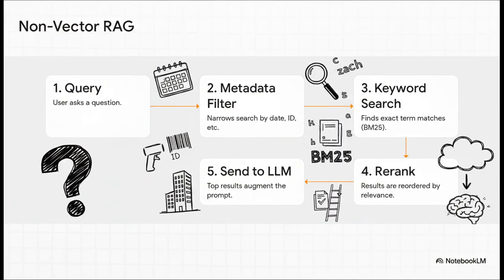Now, let's look at the complete opposite, a non-vector approach. Here, instead of making an embedding, the system first narrows things down using metadata, like a product ID or date. Then it uses old school but super powerful keyword search, like BM25, to find exact matches. See the difference? It's way more deterministic and you're much more in control.